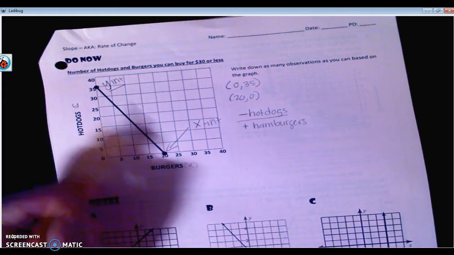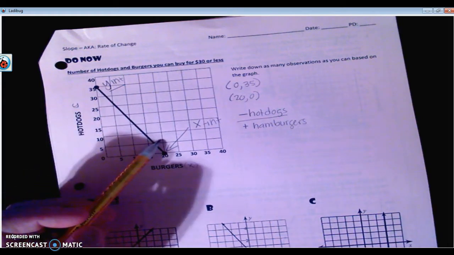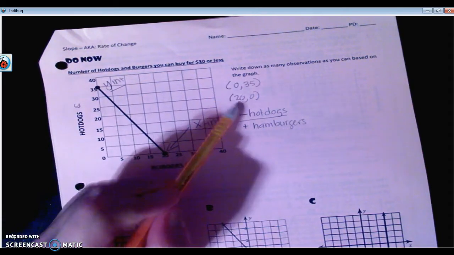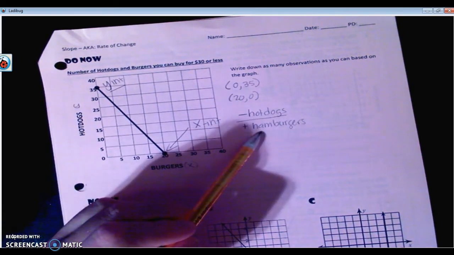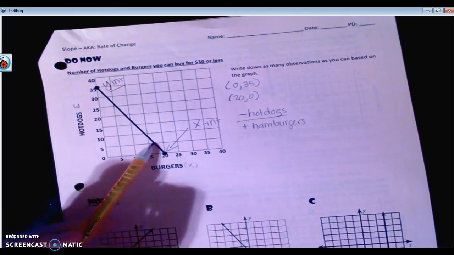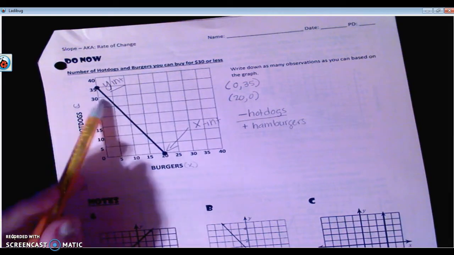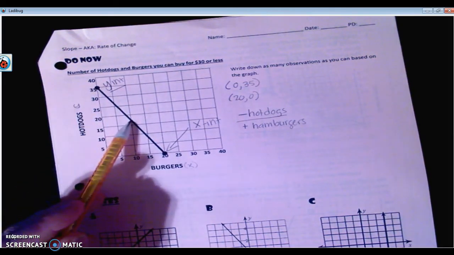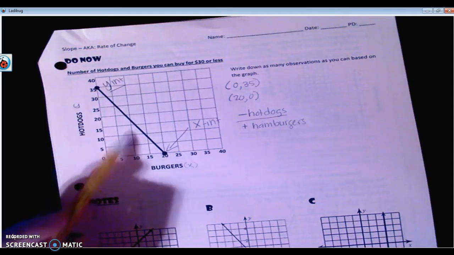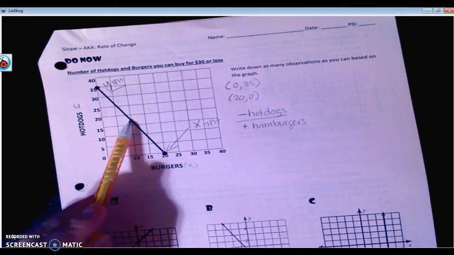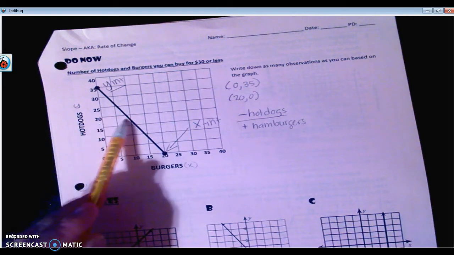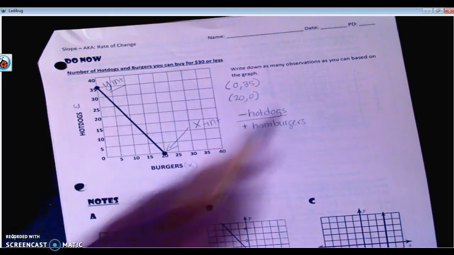tell us how we can read and interpret different graphs, and especially for real life situations. So we can look at their intercepts, and we can also take a look at their slope. And then any coordinate on the line will also be able to tell us different values. So for example, here, now this isn't a nice clean point, but I can estimate that if I buy 10 burgers, it looks like I can buy about 17 hot dogs. So if I want to spend $30 or less. So that's what that kind of gives us.